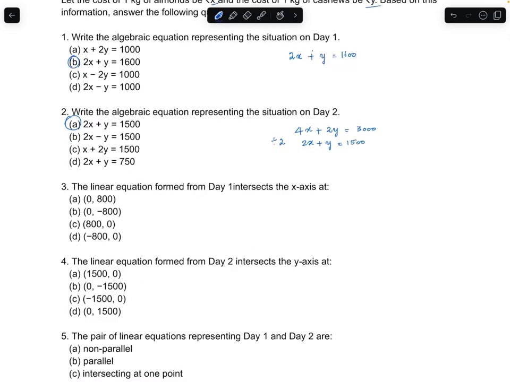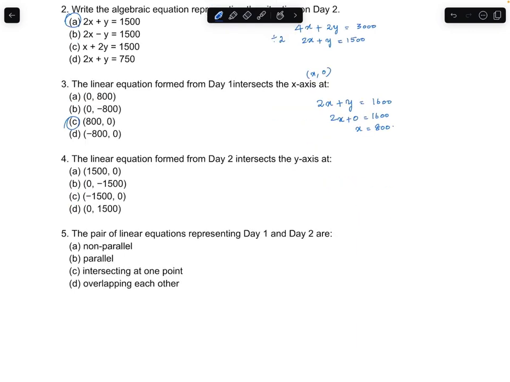Question 3. The linear equation formed from day 1 intersects the x-axis at. To get that, let's take the first equation. Since the equation intersects the x-axis, the coordinates on the x-axis will be of the form x comma 0, that is y becomes 0. Putting y as 0, we get 2x plus 0 is 1600 and x is equal to 800. So the coordinates are 800 comma 0, option C.